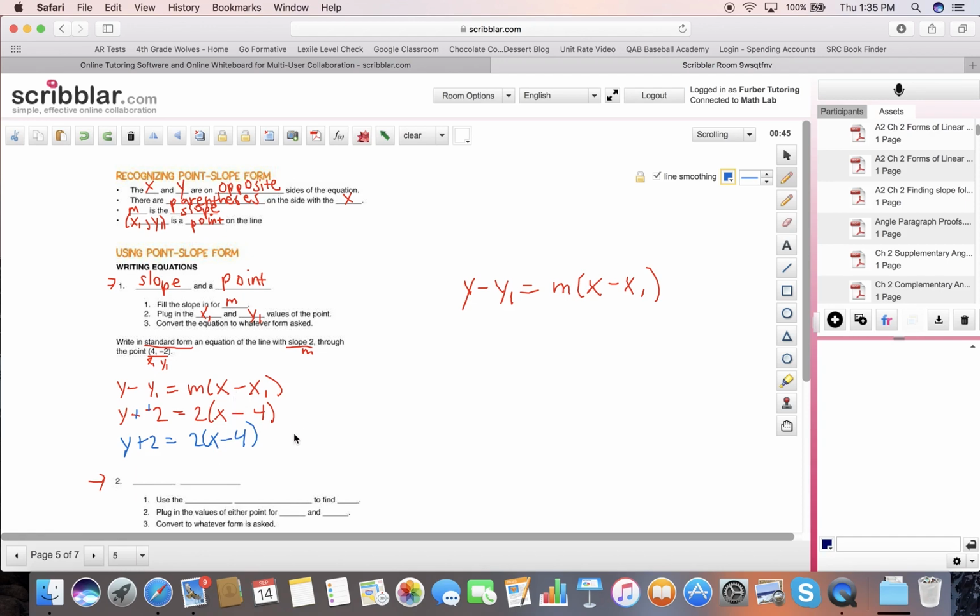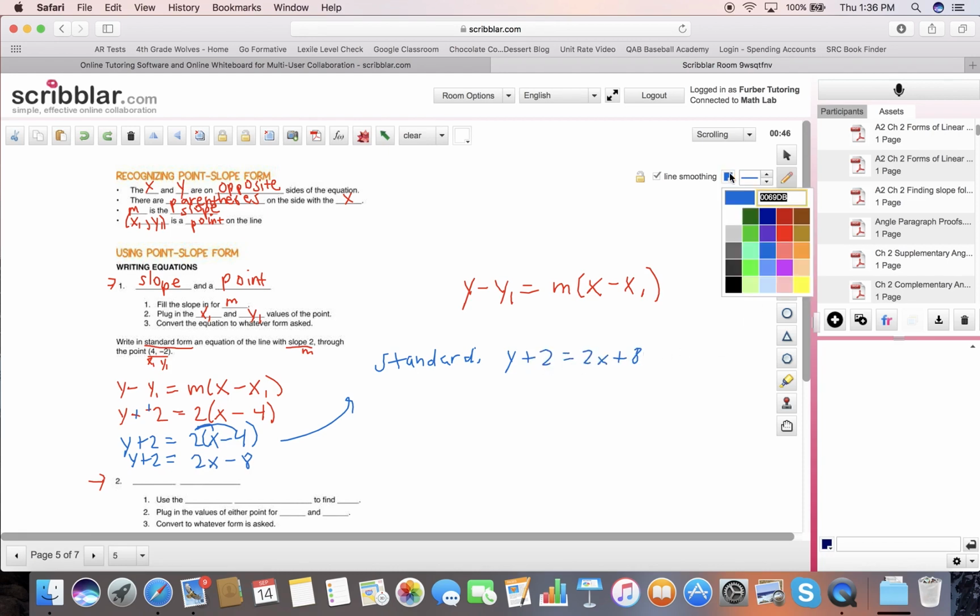In order to get it into standard form, I'm going to need to get the x and y on the same side. So what I'm going to do first is I'm going to go ahead and do this down here. I'm going to distribute the right side. That's 2 times x, which is 2x, and 2 times -4, which is -8. So I got y plus 2 equals 2x minus 8.